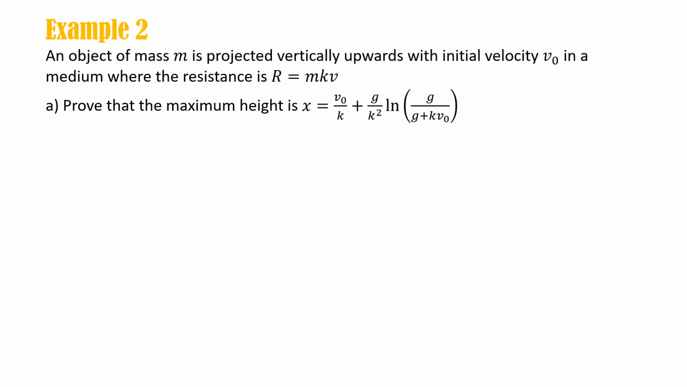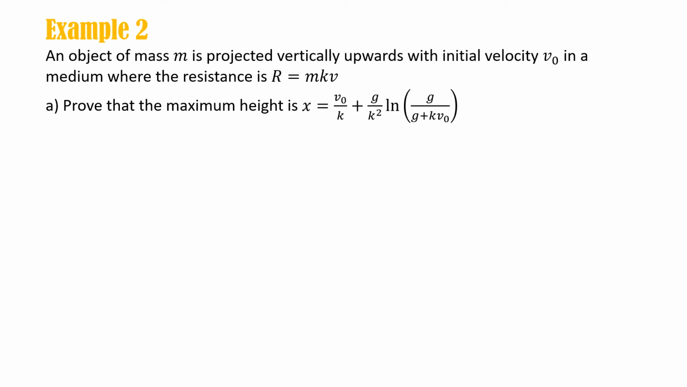So what we're going to look at now is something being forced through something where we've got a viscosity or some sort of resistance, i.e. a missile firing through water. Now we have an object of mass m that's going to be projected vertically upwards with an initial velocity of v0 in a medium where it's got a resistance of mkv. So m is going to be our mass, v is going to be velocity, and k is some constant of resistance. So if, for example, we were firing a missile through water, that k would represent that water is denser than air. Now we want to prove that the maximum height can be represented by v0 over k plus g over k squared times the natural log of g over g plus kv0.